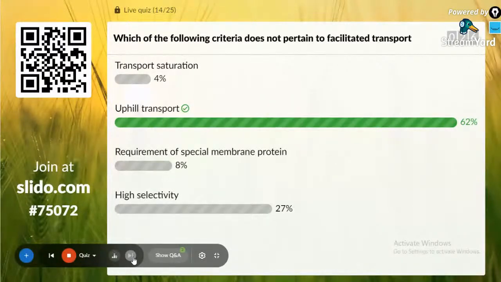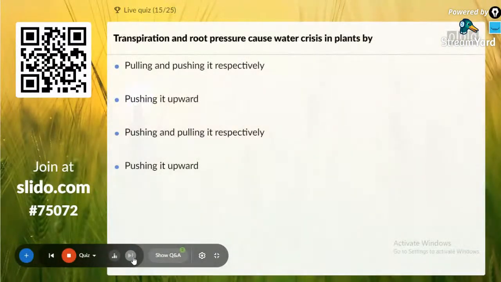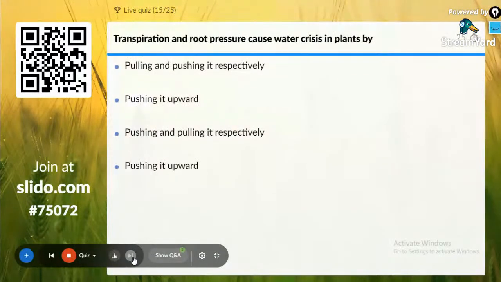15th question on the screen. Transpiration and root pressure cause water crisis in plants by.